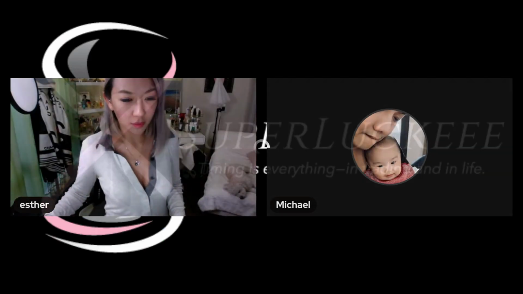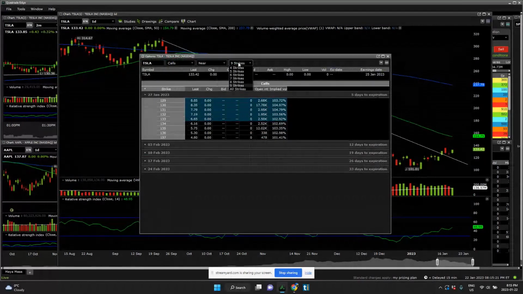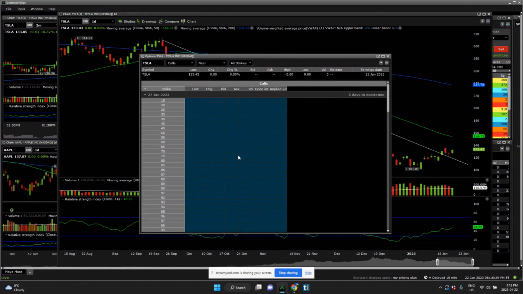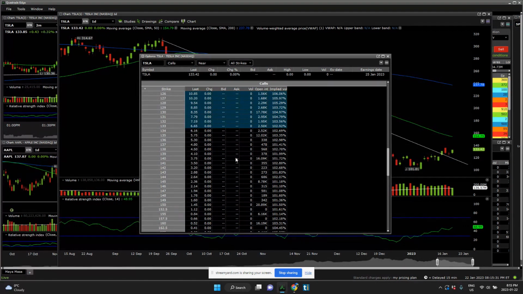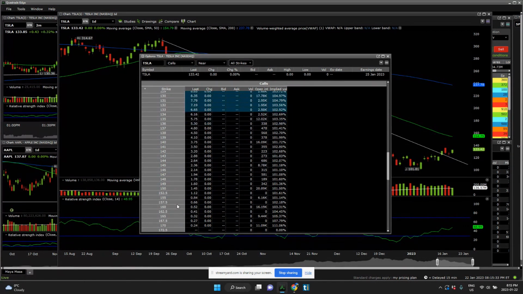And then for the students who are listening, can we suggest a vertical spread for them? So if they have a small account, they can still trade it, right? Okay, so just to give a reasonable vertical spread, what do you think?